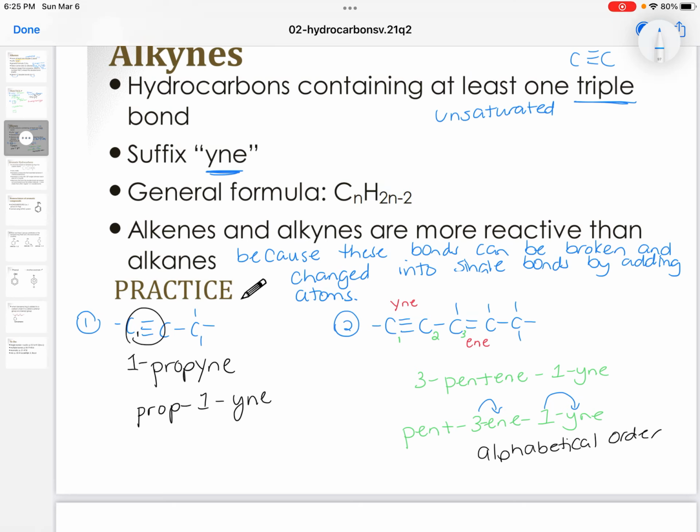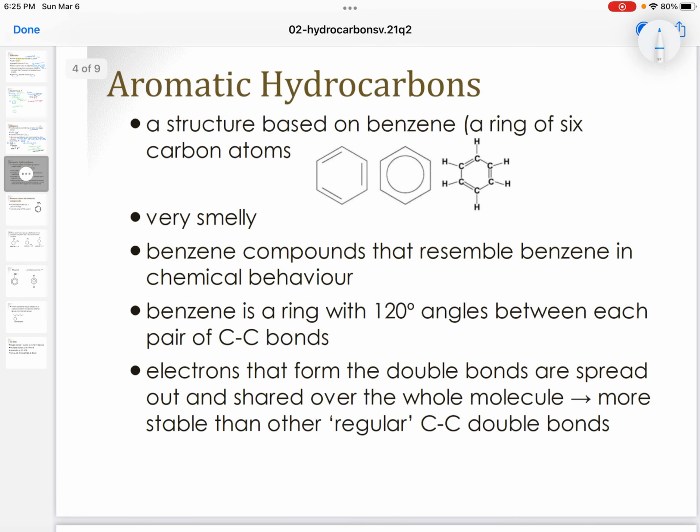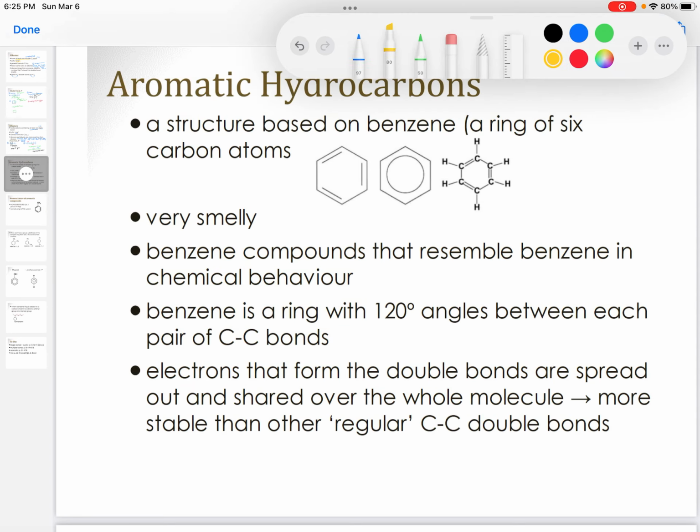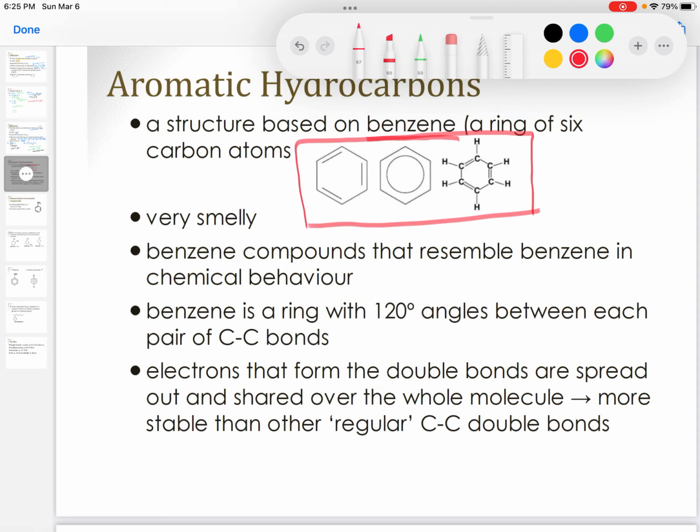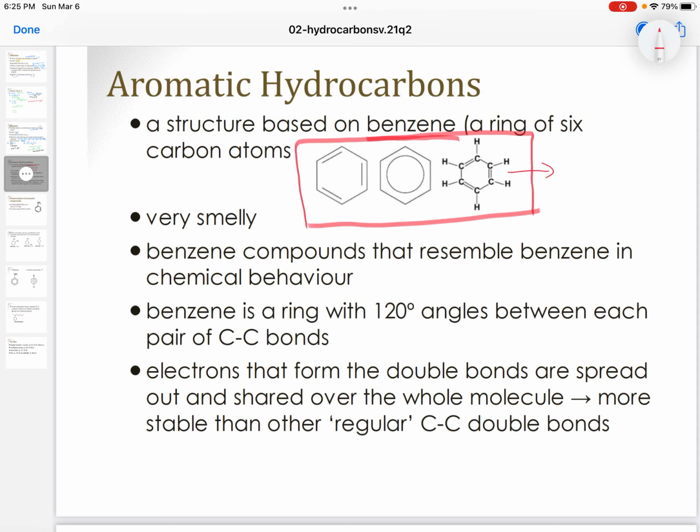Okay, so let's move on and deal with benzene. So aromatic hydrocarbons are a structure based on benzene. So you have to have some kind of representation of benzene. The one on the end here is not condensed at all. So this is showing the alternating double bonds, which is like skipping.